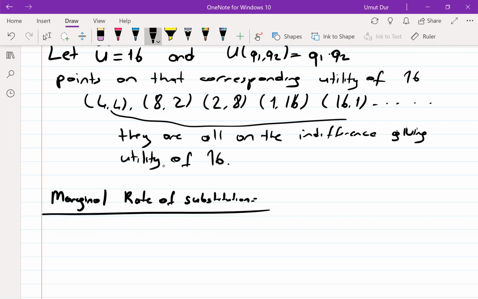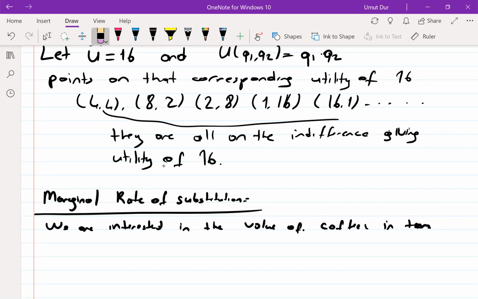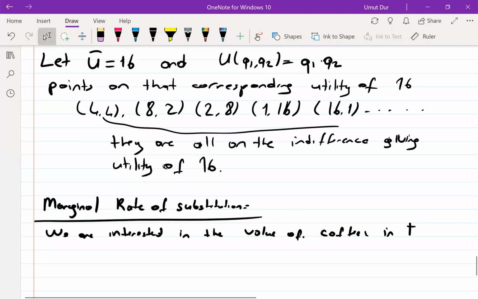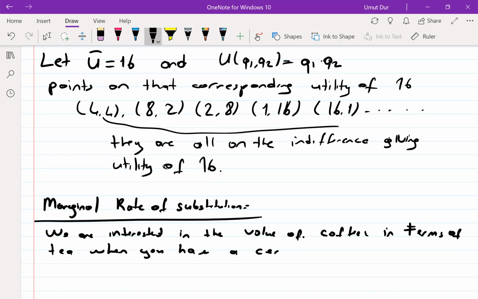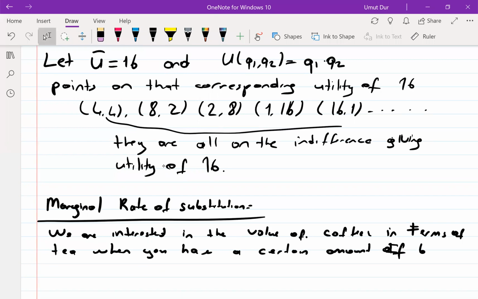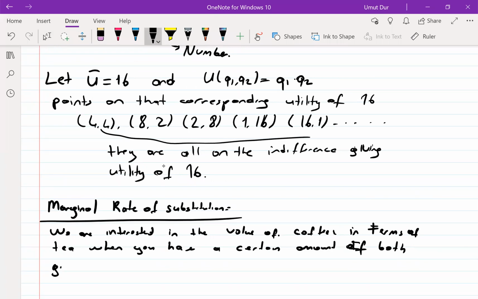And what we mean by this is, we are interested in the value of coffee in terms of tea when you have a certain amount of both goods.